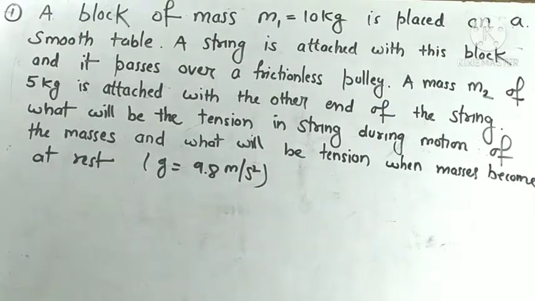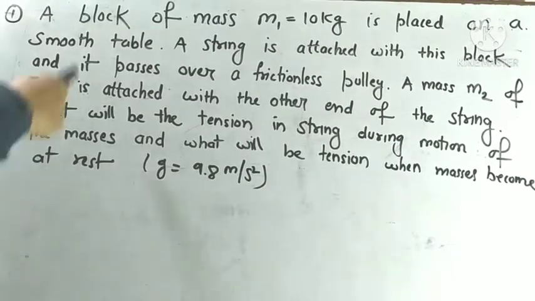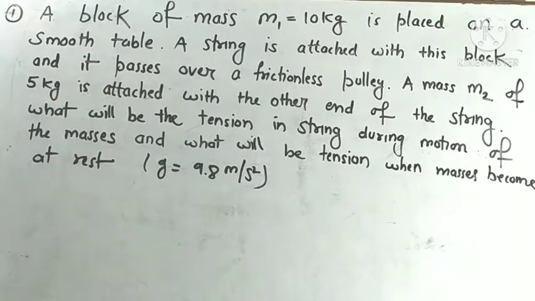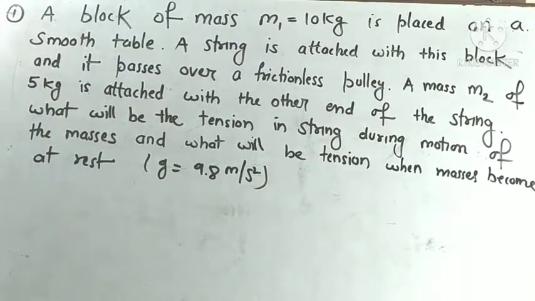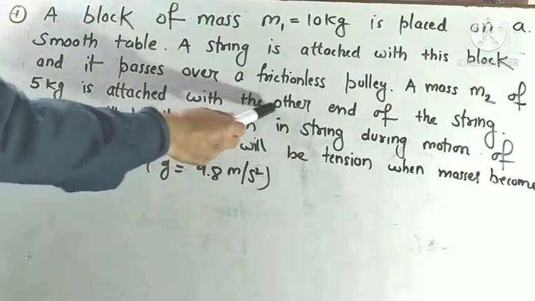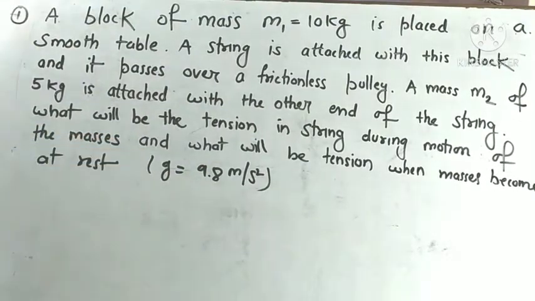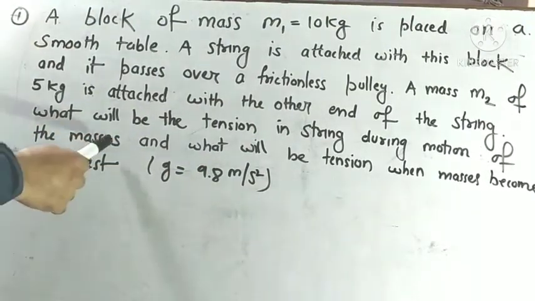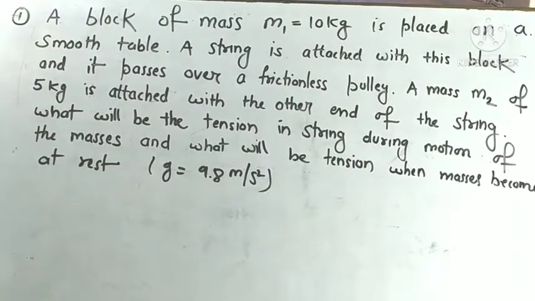So our first numerical problem is here. A block of mass m1 equal to 10 kg is placed on a smooth table. A string is attached with this block and it passes over a frictionless pulley. A mass m2 of 5 kg is attached with the other end of the string. What will be the tension in the string during motion of the masses, and what will be the tension when the masses become at rest?